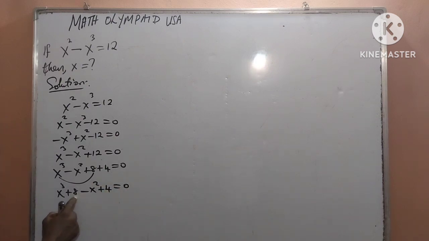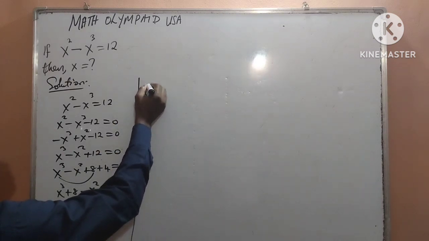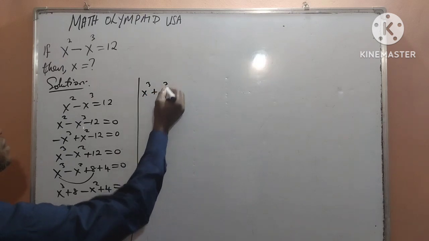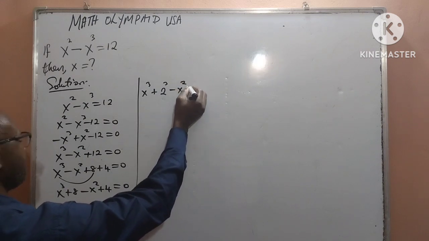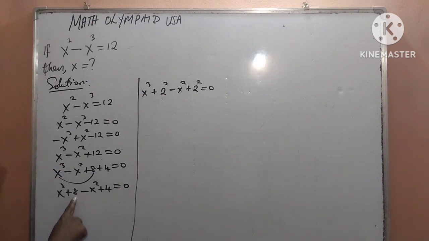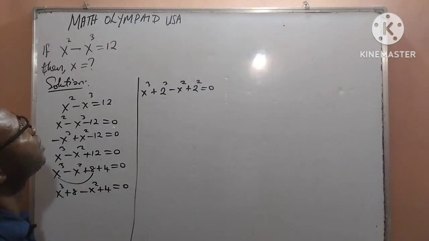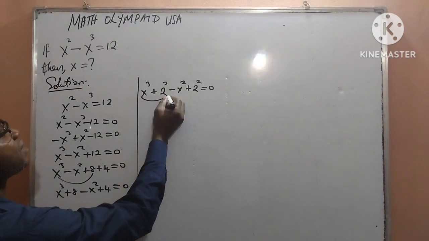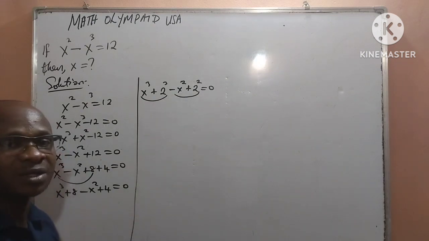This is because 8 can be written as x to the power of 3 plus 2 to the power of 3. Then I have minus x to the power of 2, then plus 2 to the power of 2 equal to 0. Now, I have written my 8 as 2 to the power of 3, and then my 4 written as 2 to the power of 2. At this point, you can agree with me, these two expressions are to the power of 3, while these two expressions are to the power of 2.